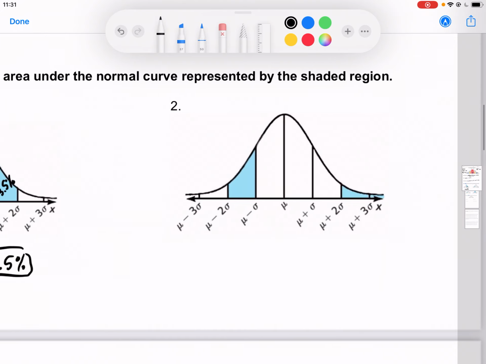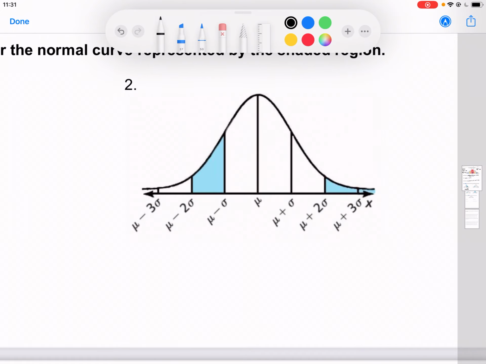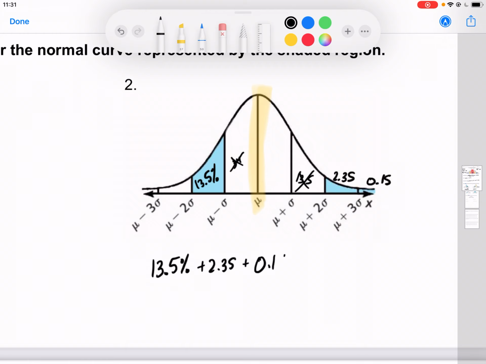So number 2, same idea, because we're just going to the shaded region. So it's always good to know where your middle is. That's my middle, so I'm going 2 over, because this is 34. So this one's 13.5%. So now I'm going to take 13.5. That means this one's also 13.5, which we don't need. We don't need that 34. So this is 2.35%. And then we've got this little tail end part that's 0.15%. Add those together and you get that the shaded region includes 16% of your data.